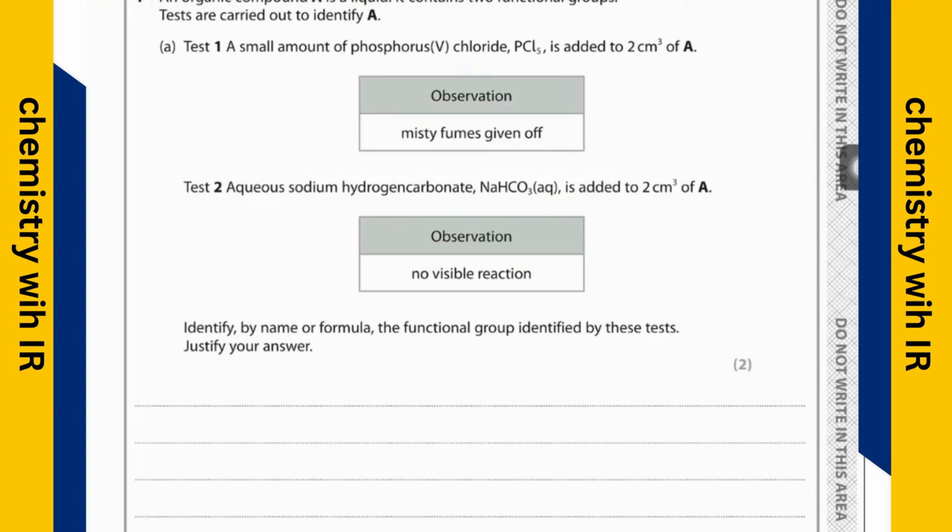Also, when sodium hydrogen carbonate is reacted with a carboxylic acid, CO2 is released, but in this case there is no visible reaction, so it is an alcohol. Exactly. So that means it's not a carboxylic acid, because it's not going to react with sodium hydrogen carbonate. So it's worth 2 marks.